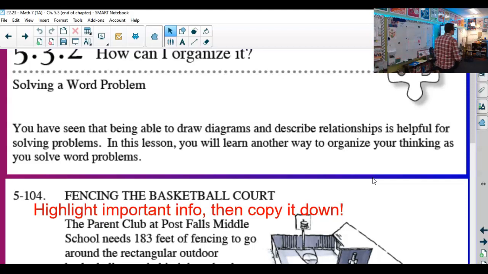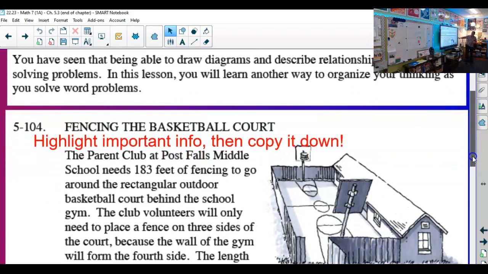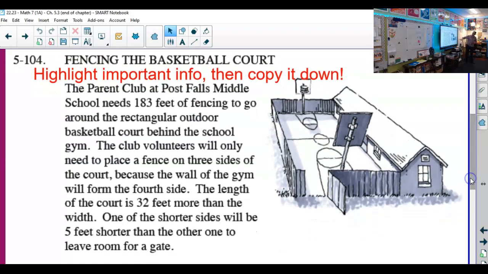Would anyone like to read for us? I feel like I always have you volunteer. Nate, you want to go ahead and read for us about the parent club at Post Falls?